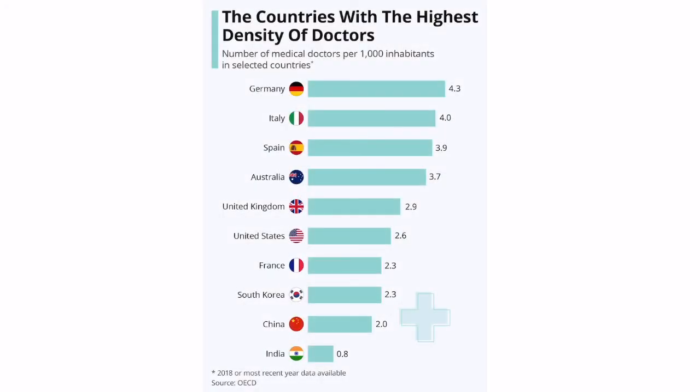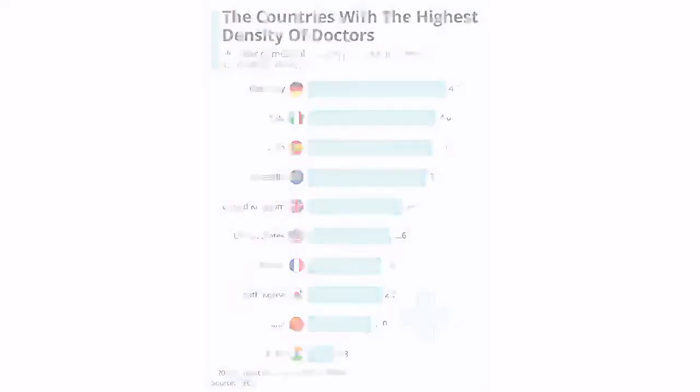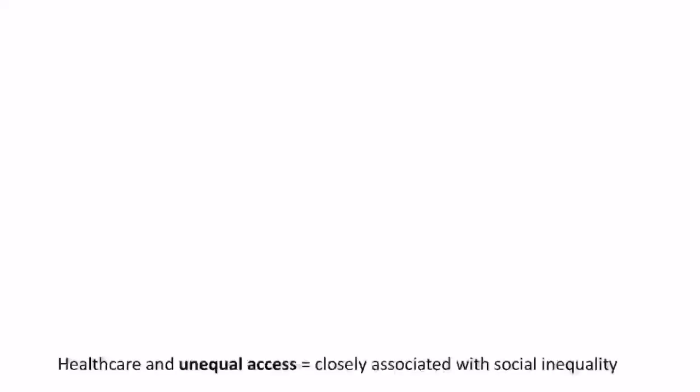In terms of looking at healthcare, we could look at indices on a global level like number of doctors per thousand, which shows me that Germany here, 4.3 per thousand compared to India's 0.8, has much higher levels of development and potentially less inequality at a national level. But also I need to look beyond the national level because there's a really clear link between healthcare and unequal access that can cause big social inequalities.